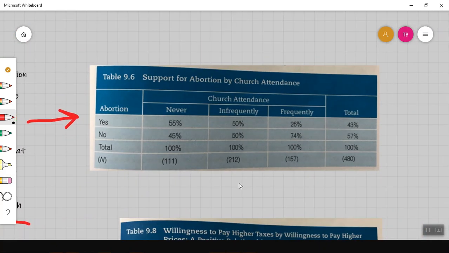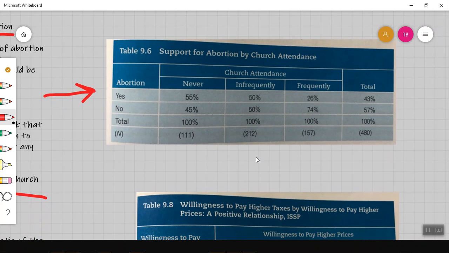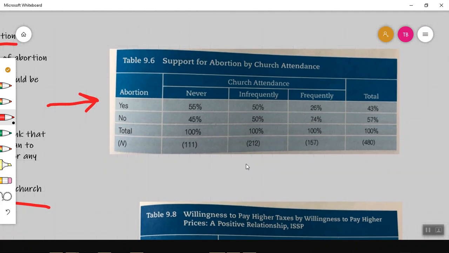So here's what this will look like in a table form. You can see here's the bivariate part, variable 1 and variable 2: church attendance and views on abortion. So from this chart, what sorts of things can you see?